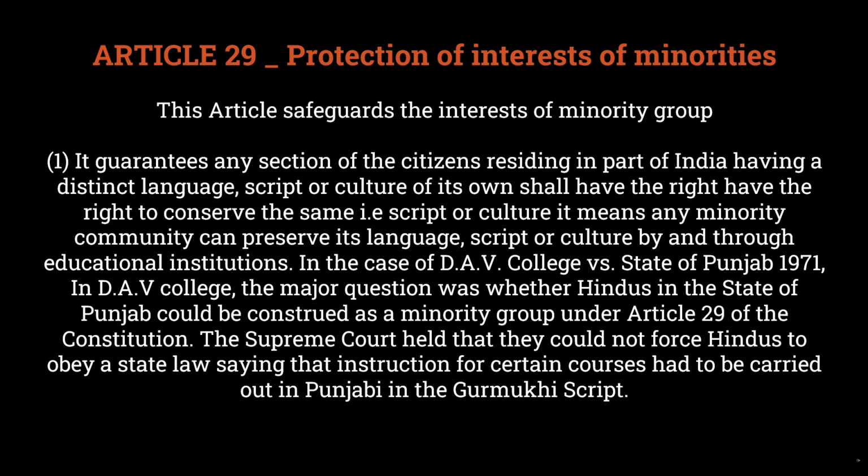In the case of DAV College vs. State of Punjab, 1971, the major question was whether Hindus in the state of Punjab could be construed as a minority group under Article 29 of the Constitution. The Supreme Court held that they could not force Hindus to obey a state law saying that instruction for certain courses had to be carried out in Punjabi in the Gurmukhi script.